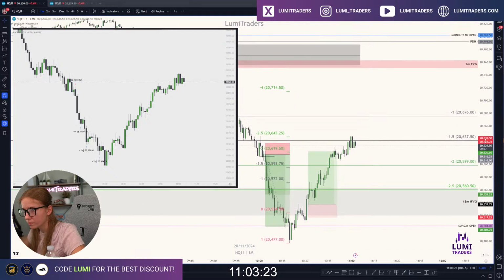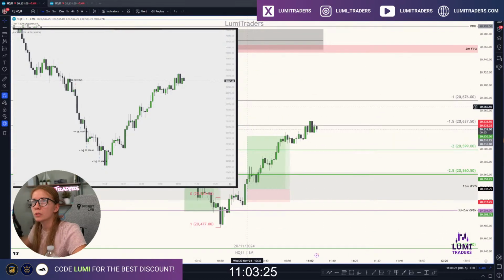So let's see how we react from this range. Yes, it retraced back to the equilibrium of this leg up, the huge leg up on the higher time frame, and back to this 4-hour fair value gap.